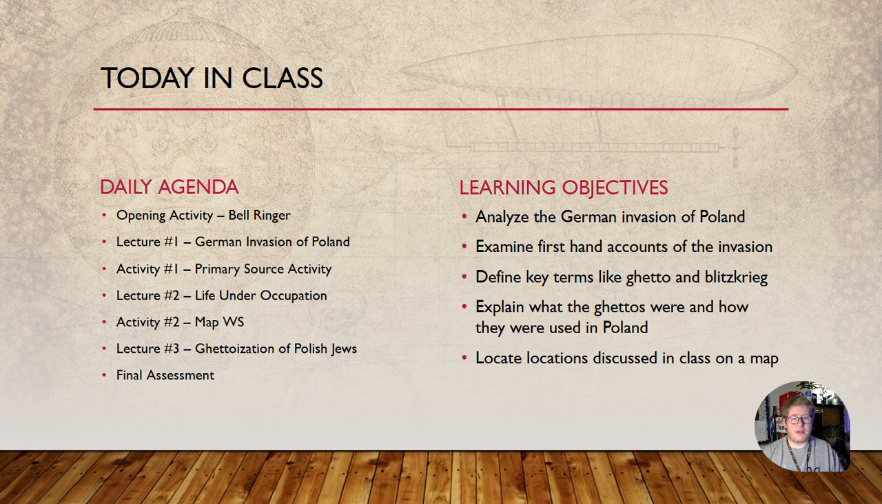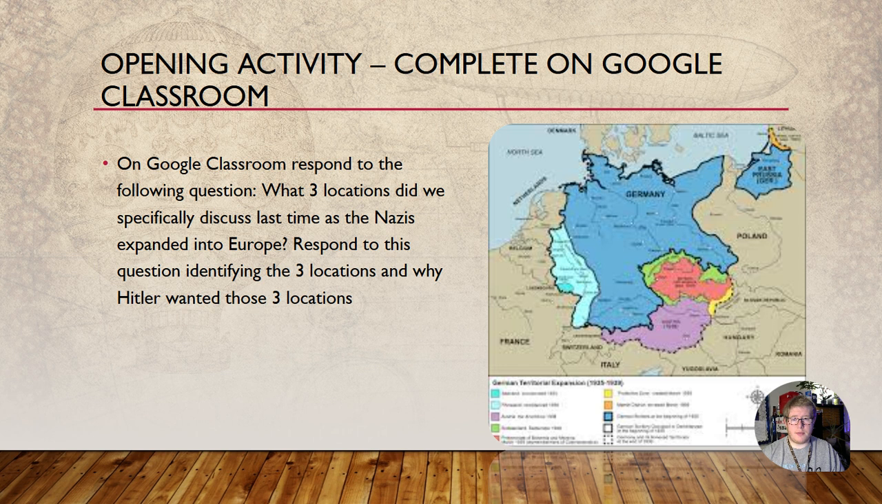So without further ado, get out your scaffolded notes and Google Classroom, and let's get started. Your opening activity today is to respond to the following question. What three locations did we specifically discuss last time as the Nazis expanded into Europe? Respond to this question identifying the three locations and why Hitler wanted those three locations.